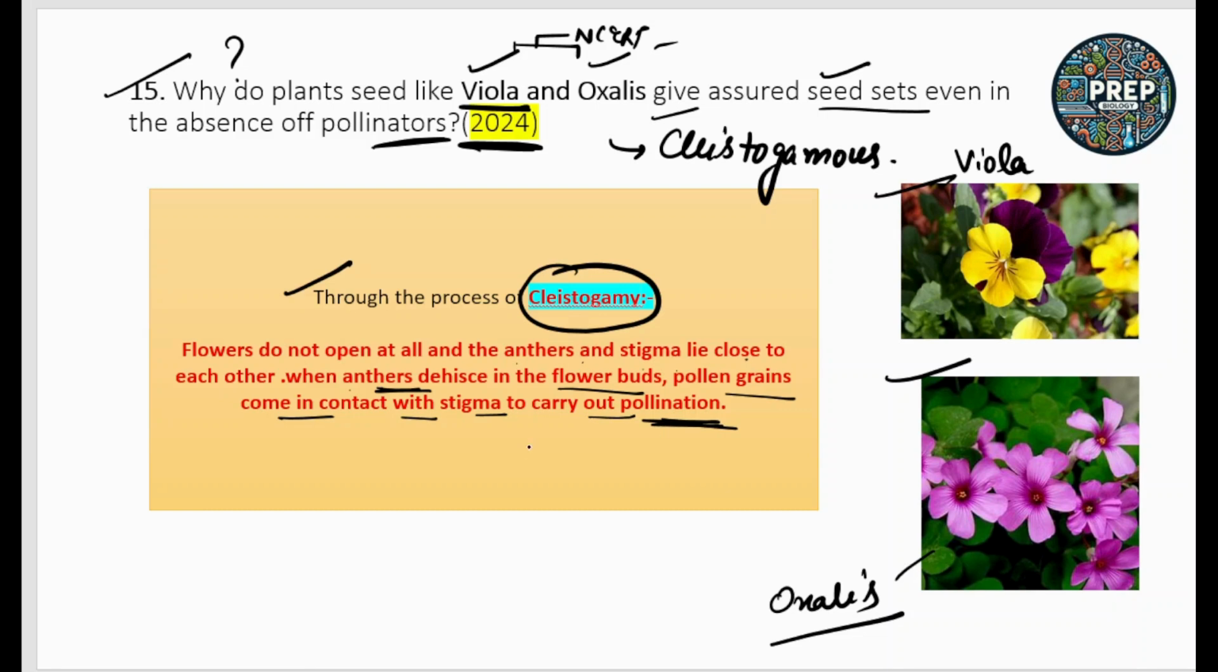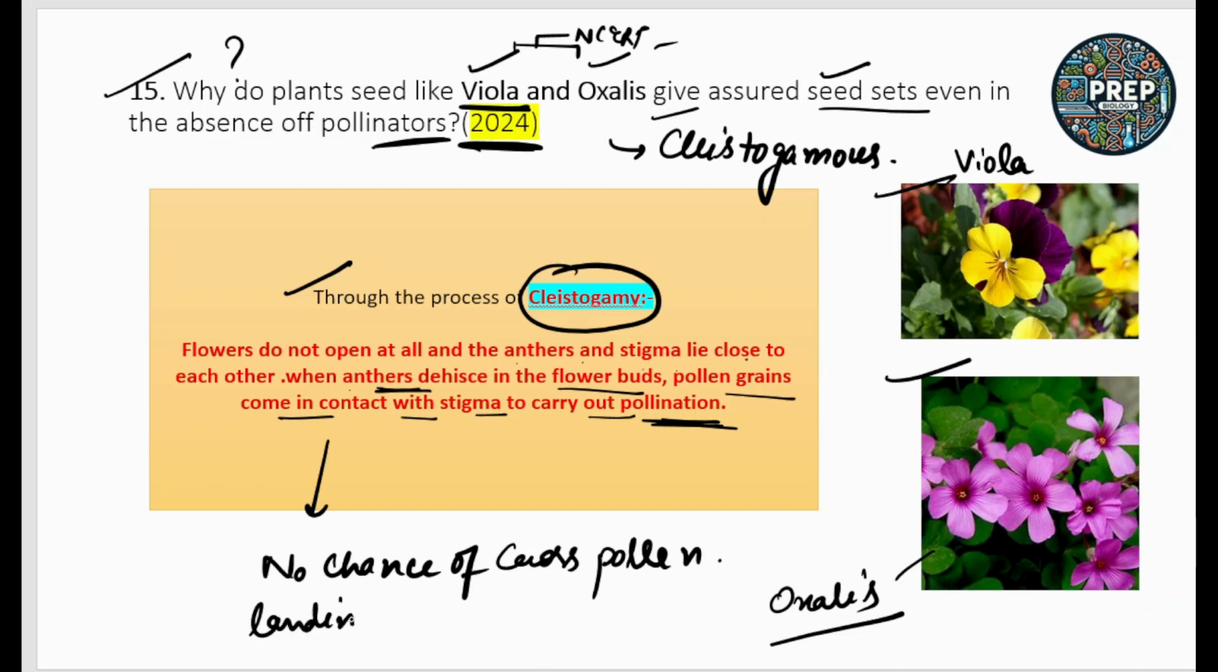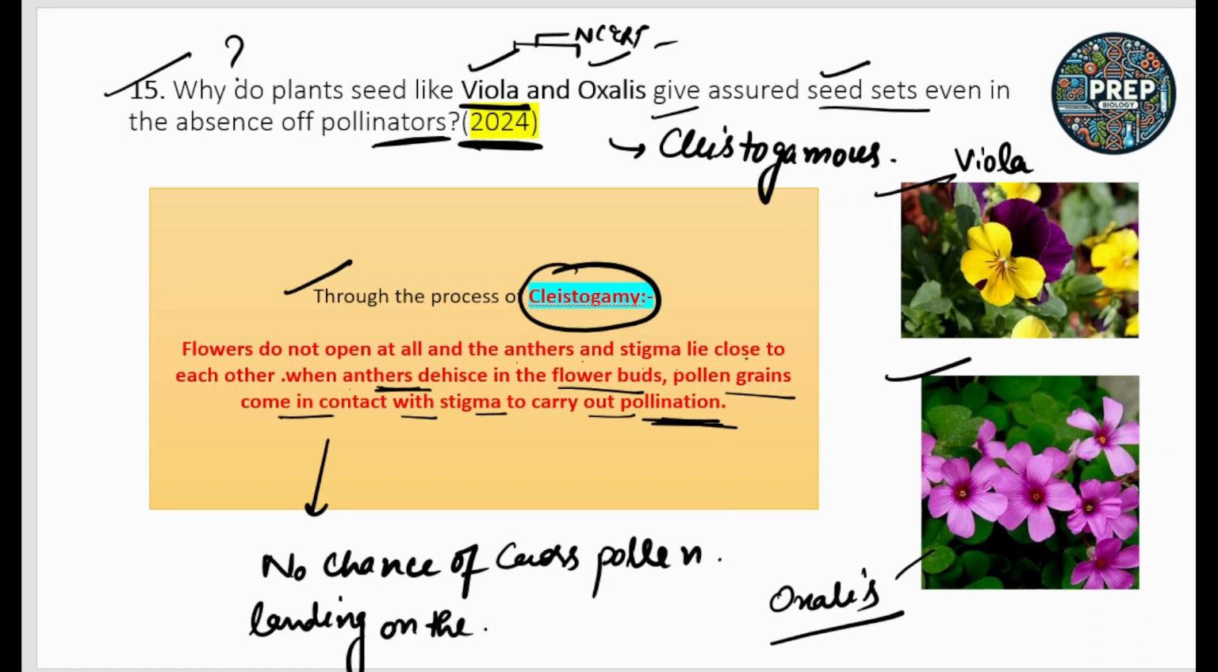So this is very important. Cleistogamy ensures no chance of cross pollen landing on the stigma, and produces assured seed sets in the absence of the pollinator.